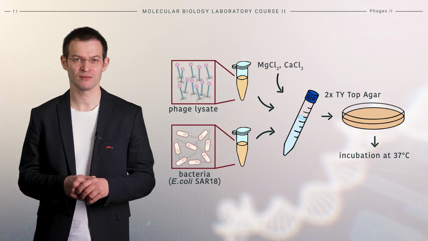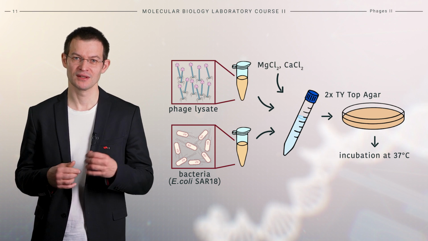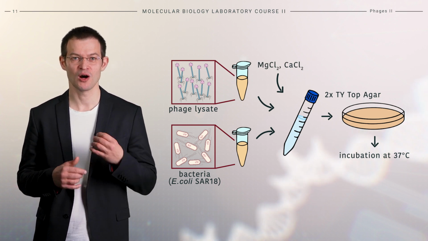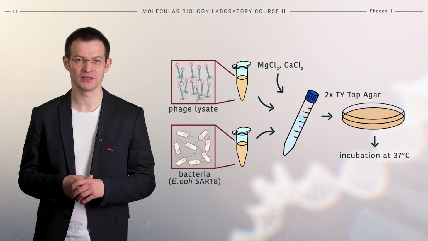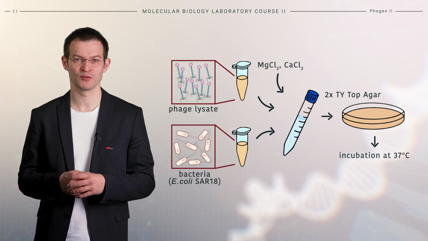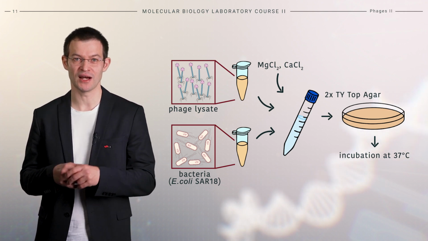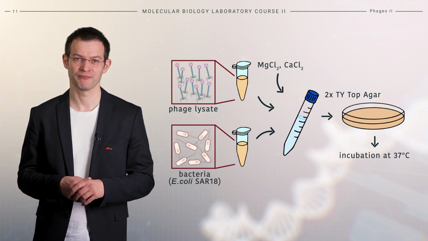The addition of calcium and magnesium ions is crucial in this process. These ions facilitate the absorption of the infecting phage particles onto the host bacteria. Without these ions in the culture media, the phage infection process would be much less efficient. In case of successful lysis of the bacteria, plaques appear on the top agar.